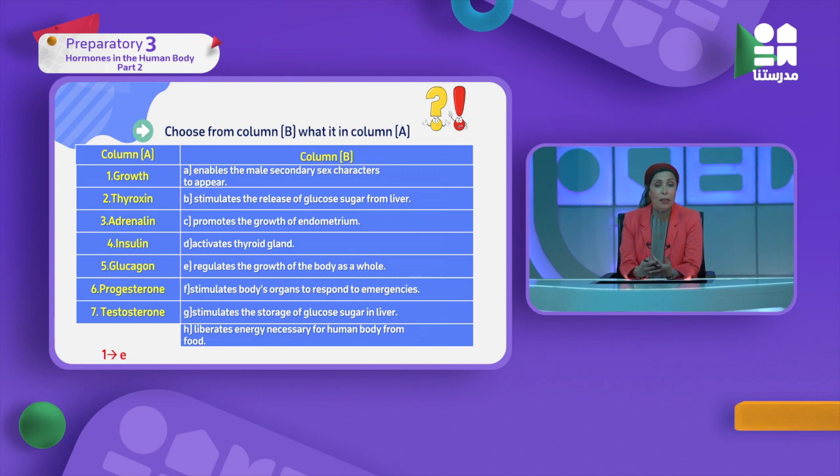And the next one, we spoke about the reproductive glands' hormones, in the female and the male. We said the male glands, which are the testes, secrete testosterone hormone, which is related to the appearance of the secondary sexual characteristics. And the female reproductive glands, which are the ovaries, secrete either estrogen or progesterone hormones. The estrogen is related to the appearance of the secondary sexual characteristics of the female, and the progesterone is responsible for the growth of the endometrium lining the uterus.